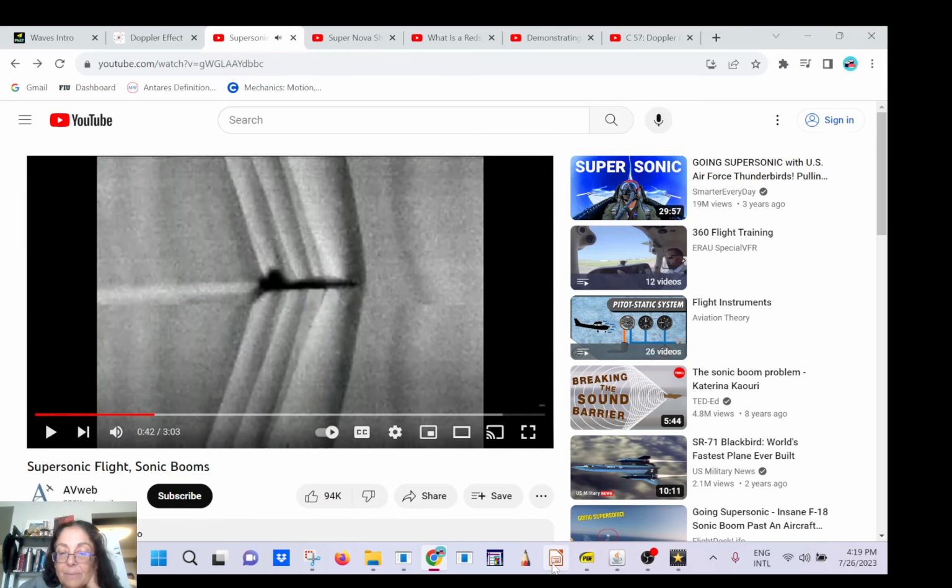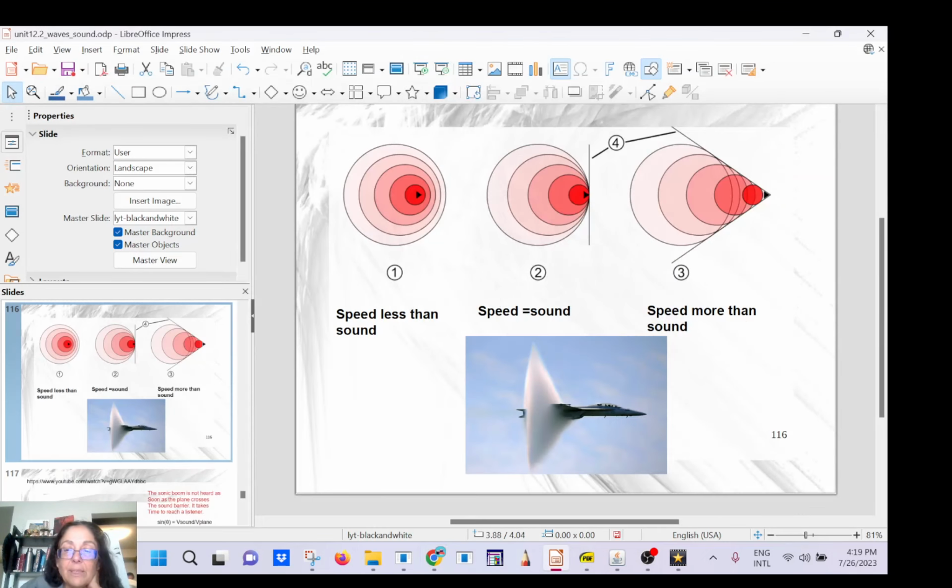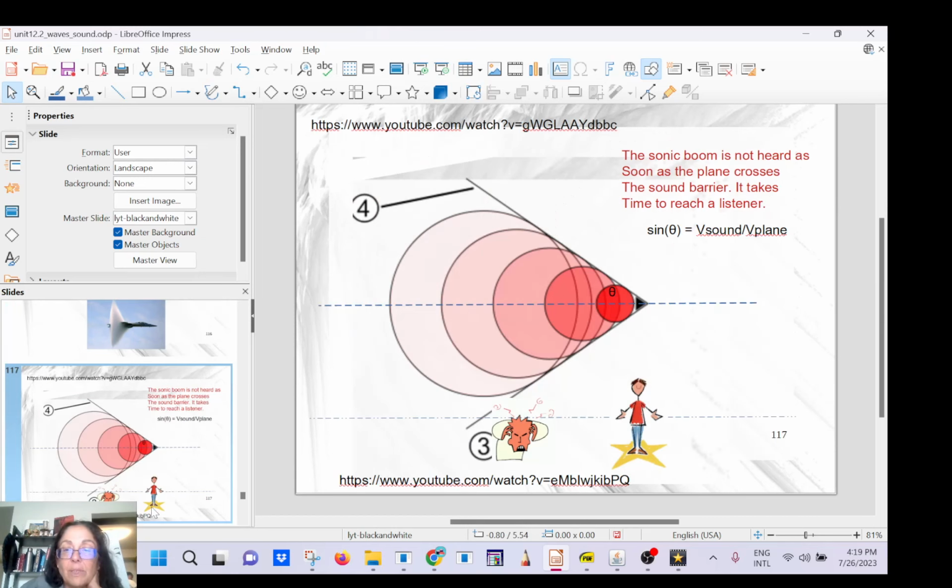Okay. So the main thing to understand, because you can have a conceptual question about that: you're not going to hear the sonic boom if you are located here or located there. The sonic boom can be heard only when that cone here is sweeping over you.